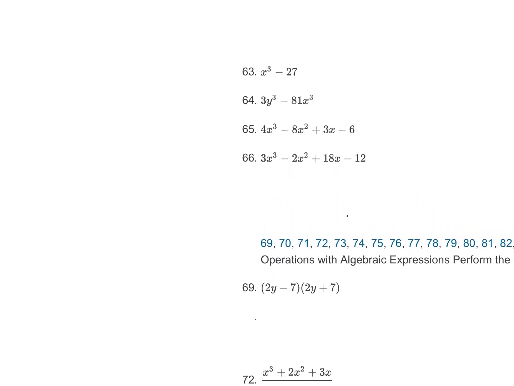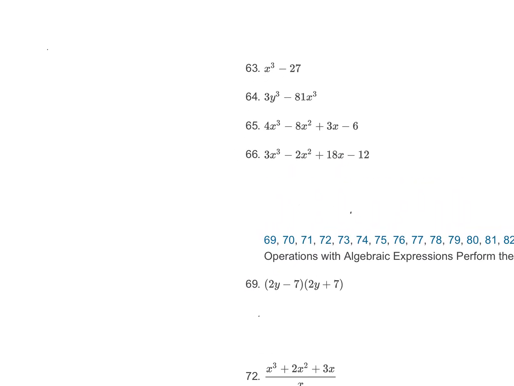Okay, so the next page, number 63, we have another perfect cube. This is the difference of two cubes. So for number 63, I have x to the third minus 27. So I'm going to cube root the x to the third. I'm going to cube root the 27. So I'm going to put it into my SOAP pattern.